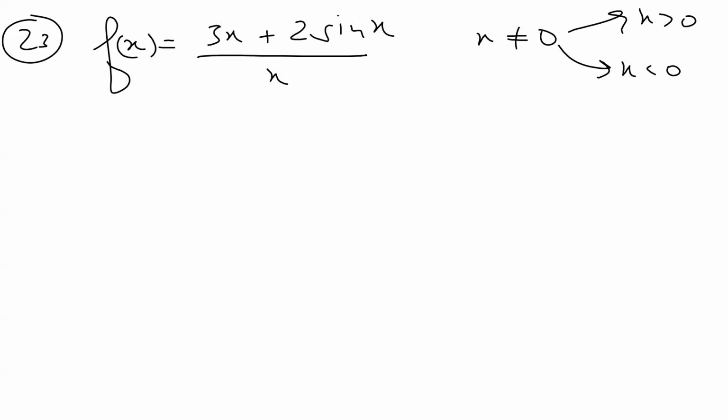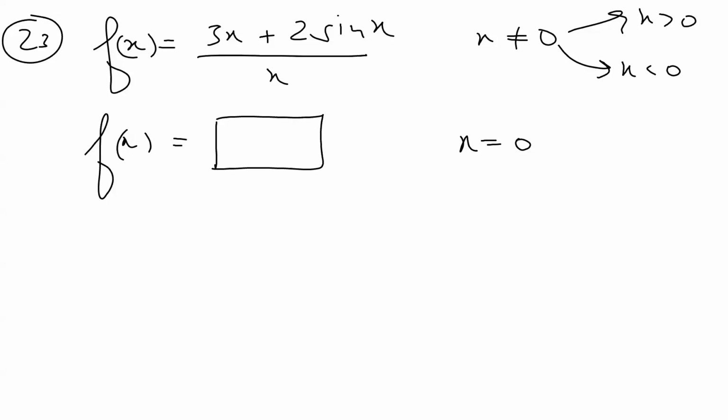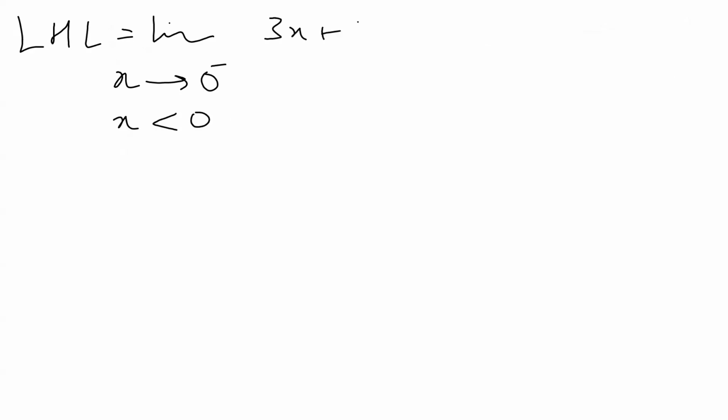One thing they have not given is the value at x equal to 0. So ideally we cannot really find out whether it is continuous or not at x equal to 0 because this value is not given. But still, I'll first calculate LHL and RHL. The question is a bit ambiguous. So this is (3x plus 2 sine x) upon x.